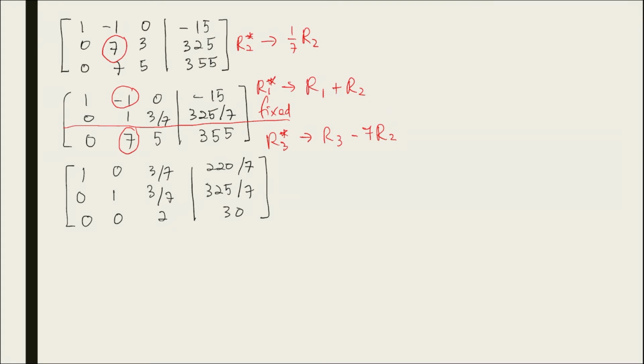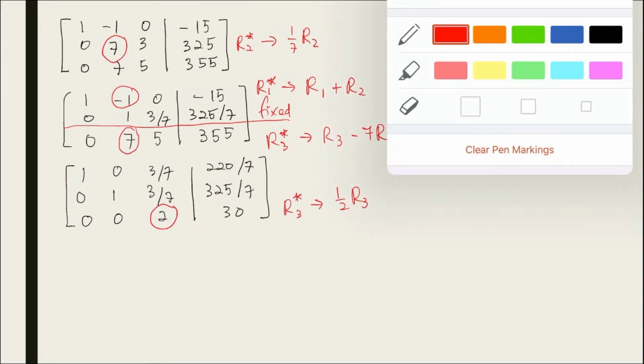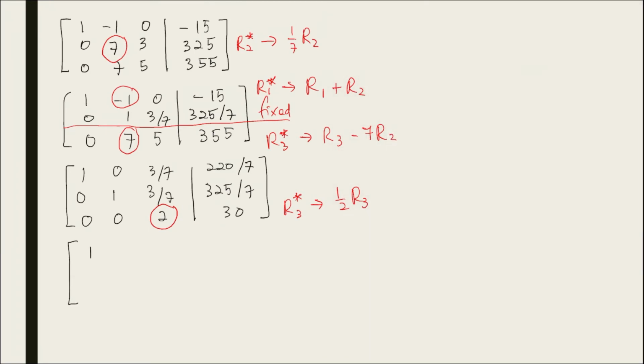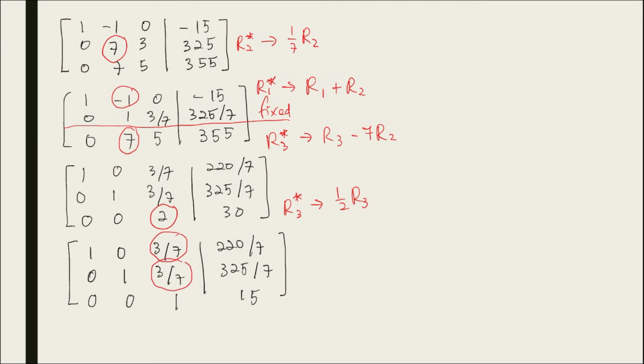Next we're going to the third column, and we're going to change 2 into 1. So new row 3 is half times row 3, and the rest just copy back. The new row 3 is 0, 0, 1, 15. Now we're almost done. How do we change 3 per 7 into 0?